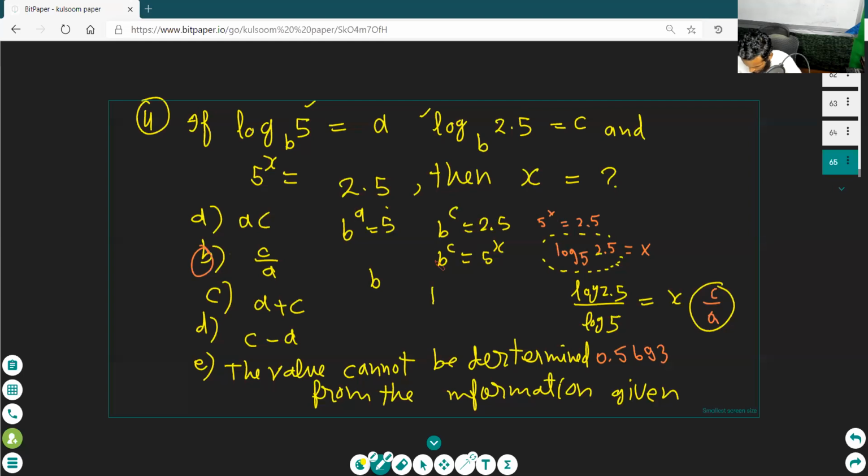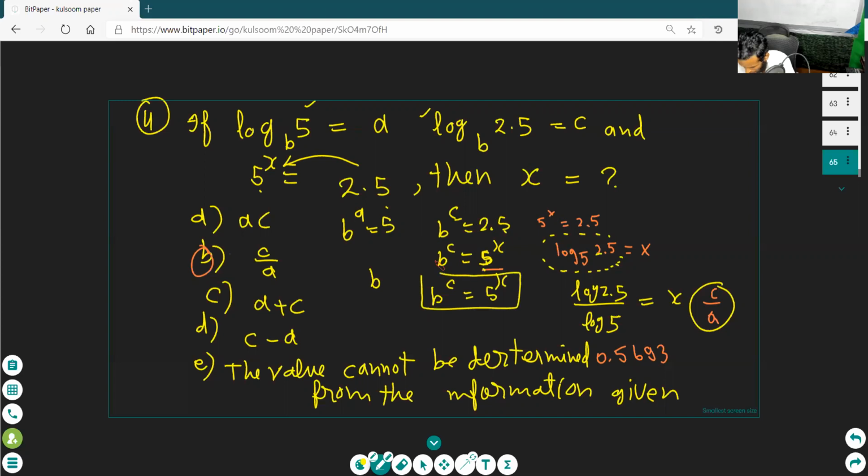So b to the power C is equal to 5 to the power x, and by solving this we can find the answer. Why is it equal to 5 to the power x? Because b to the power C is equal to 2.5 by exponential form, and our 2.5 is equal to 5 raised to the power x. Clear or not clear?